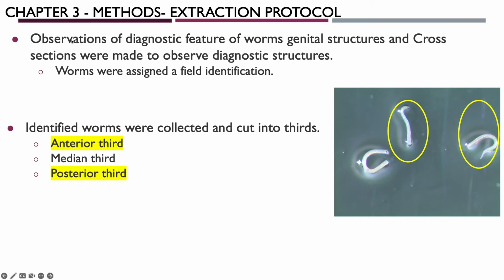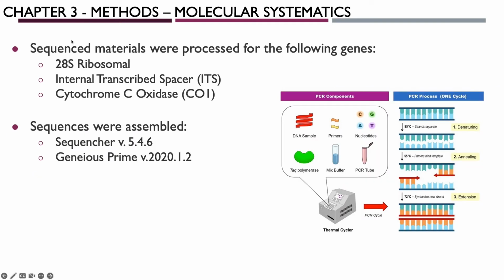So what we do is take the anterior end, posterior end, look at those under a microscope and diagnose. This no man's land in the center, because again, most of those diagnostic characters are found here and here, we can use that to take a molecular sample.